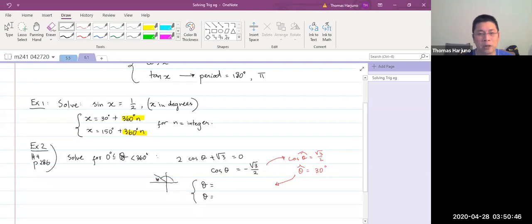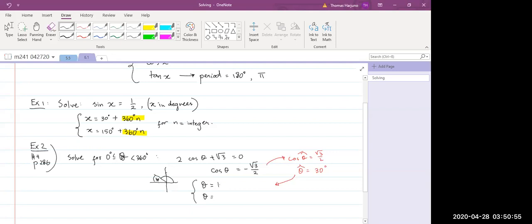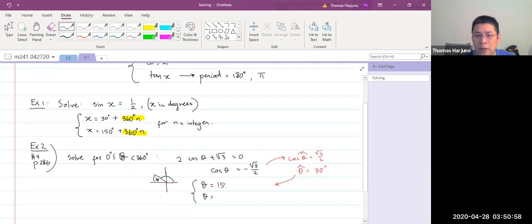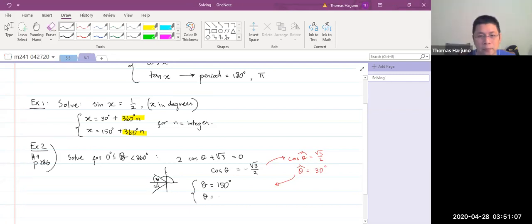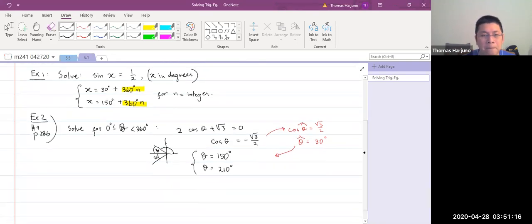So what is the angle here? 150 degrees, okay. And how about the angle in quadrant 3? 210 degrees. Okay, now suppose I change the question a bit. We are done actually, we are done here.